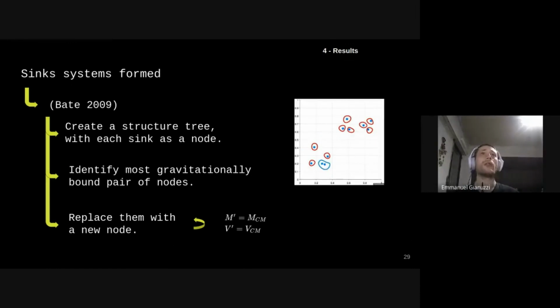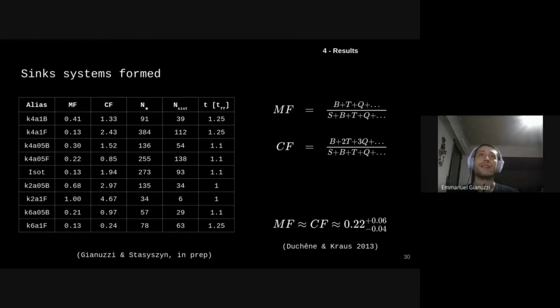On the other hand, in order to determine the sink systems formed in the simulations, we used an algorithm described in Bate and collaborators 2009, composed by these three steps. In this table, we can see the multiplicity and companion fractions calculated in this way, where B is the amount of binary systems, T is the amount of triple systems, and so on. These values are obtained for different control times in order to be able to compare their values between simulations.